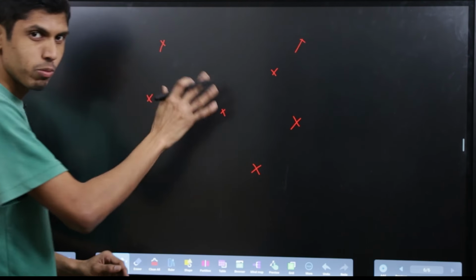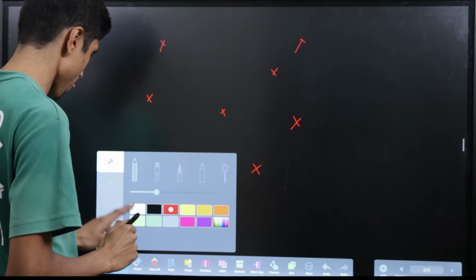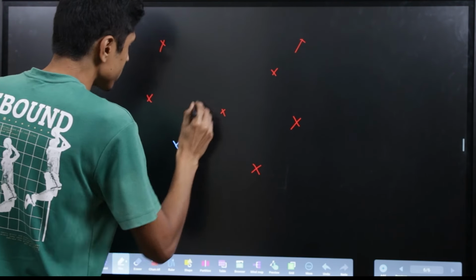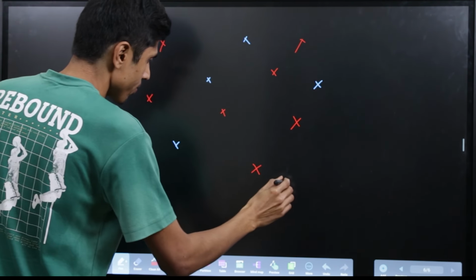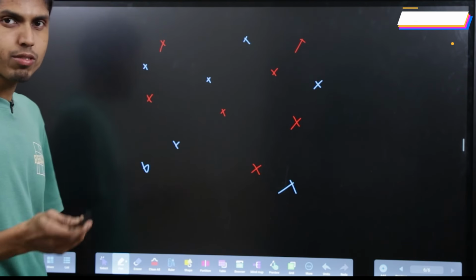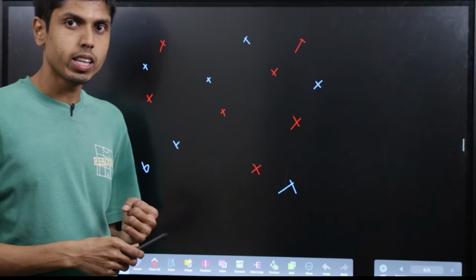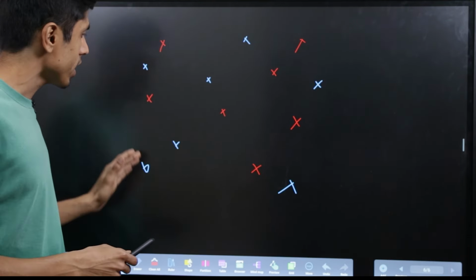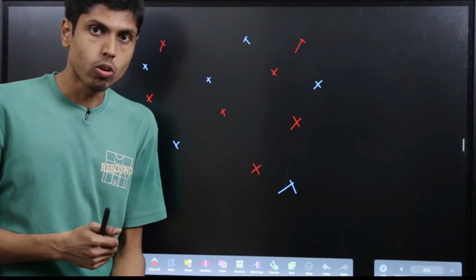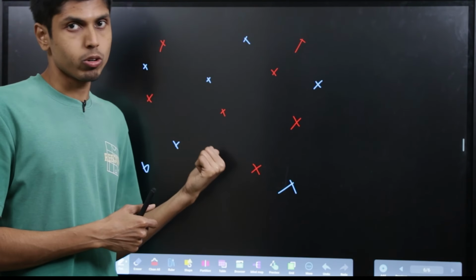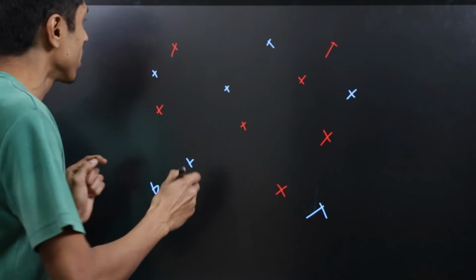I'm just going to randomly arrange them. 1, 2, 3, 4, 5, 6, 7 red points, and 7 blue points. 1, 2, 3, 4, 5, 6 and 7. In the last video, we learned about the convex hull given a set of points in the plane. We similarly construct the convex hull for this configuration, which will be a convex polygon whose vertices are the points on the plane. Alright, case 1.